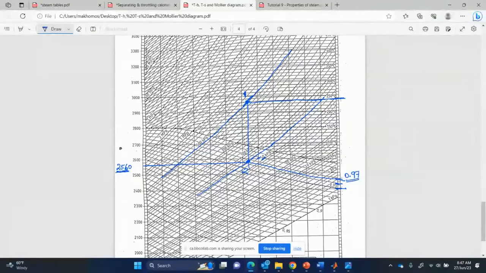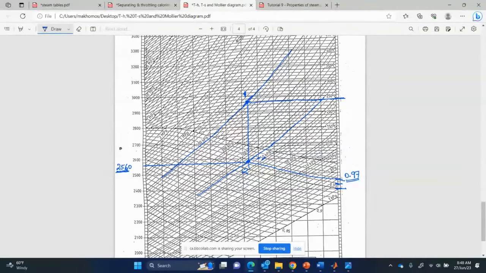Simple as that. So in the exam, I might give you a question like this and ask you to calculate either temperature, enthalpy, or dryness fraction. So please, guys, understand how to use the Mollier diagram. Okay. Now we go to the second question.